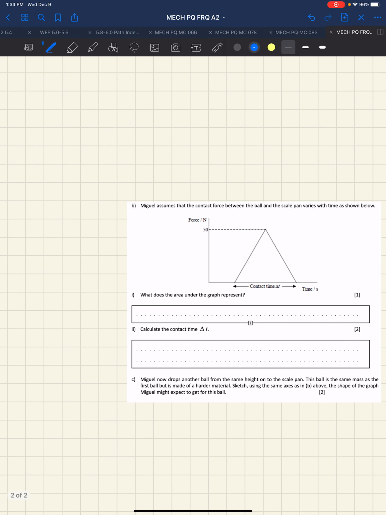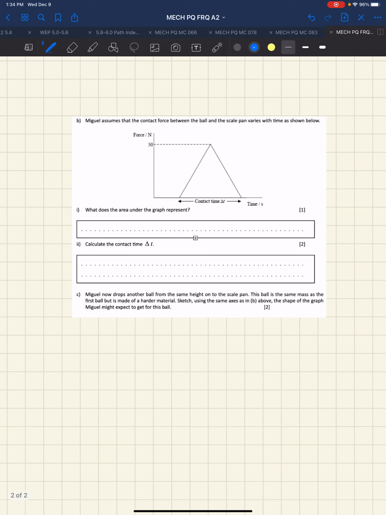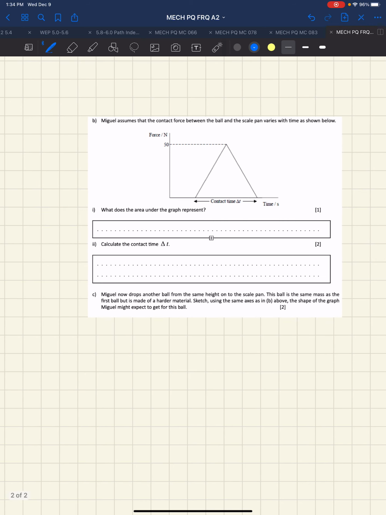Moving on to the second part, we've got a graph here, and this is what Miguel assumes is going on with the force with respect to time. So we have a graph, so we'll do some analysis.